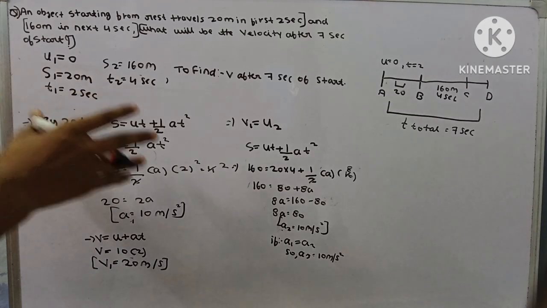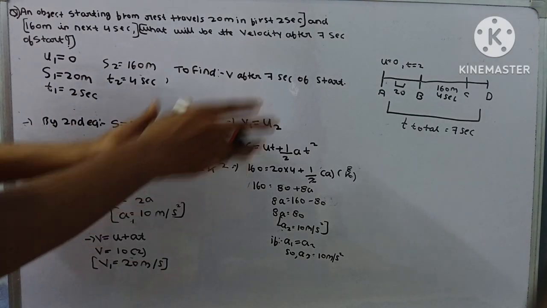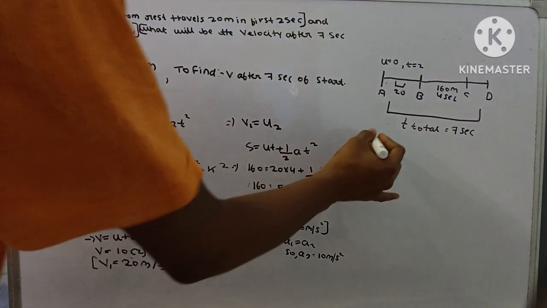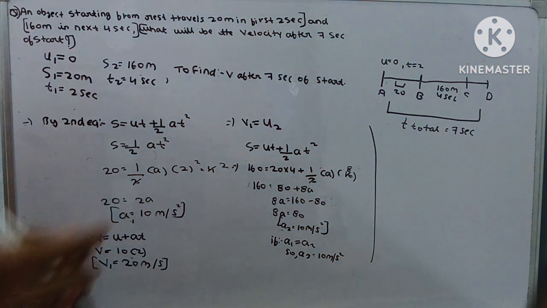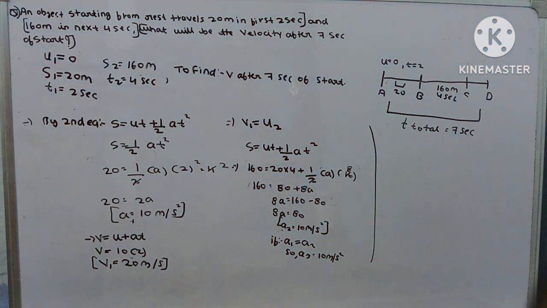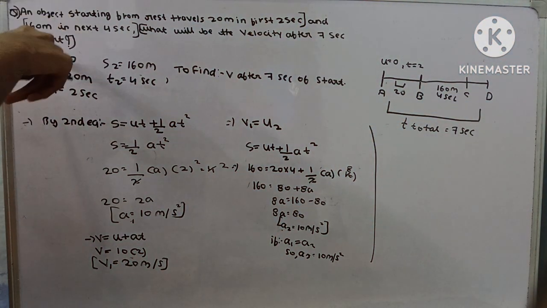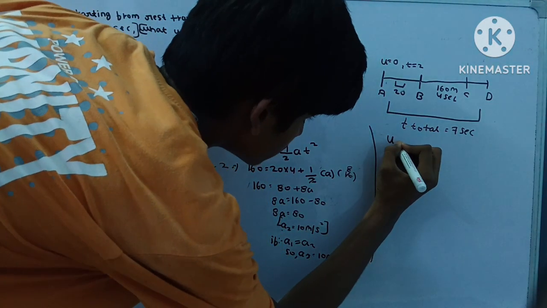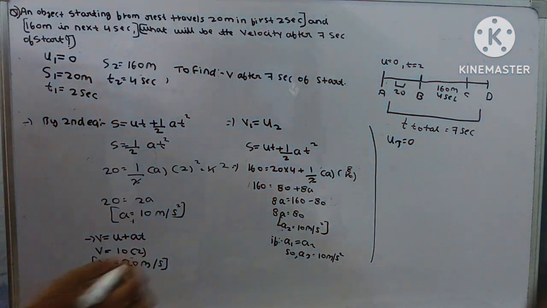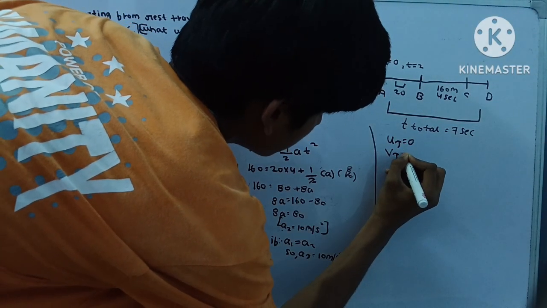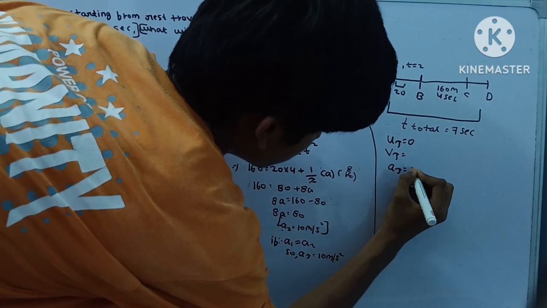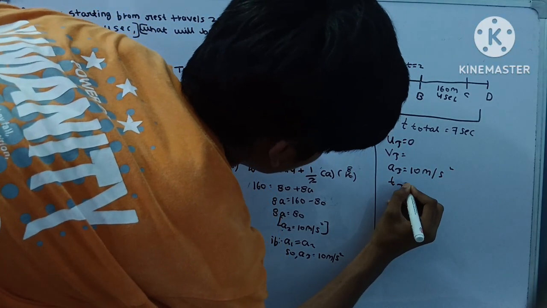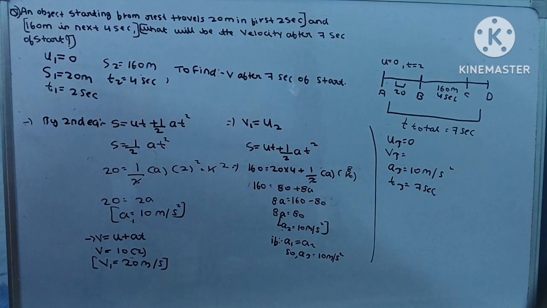Okay, now we have solved the first case and the second case. Now finally we are going to solve the third case. For the third case we are going to look at the whole journey, A to D. Since it is saying from the start, at the start of the journey the initial velocity will be 0, right? And we have to find v3, and it is given that a3 is 10 meter per second square and t3 is 7 seconds.